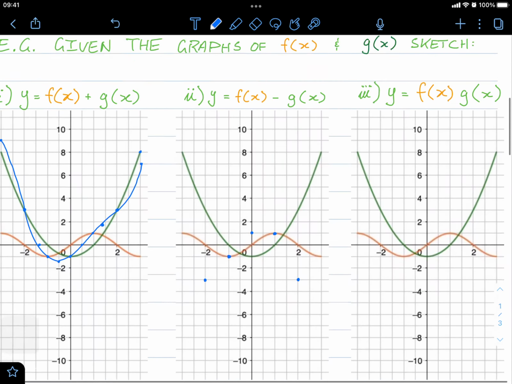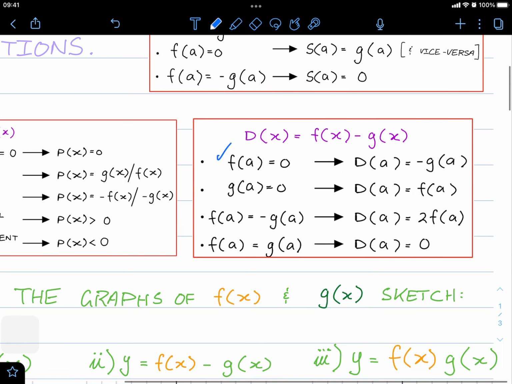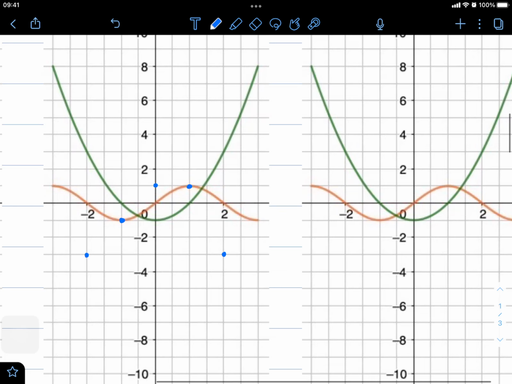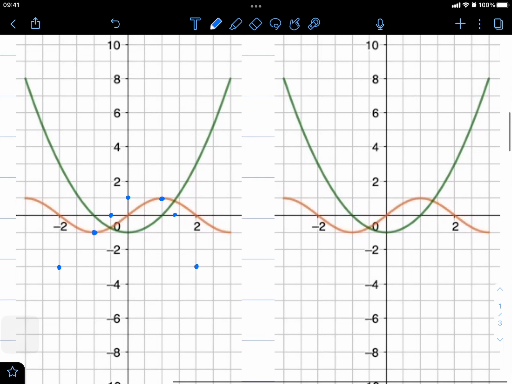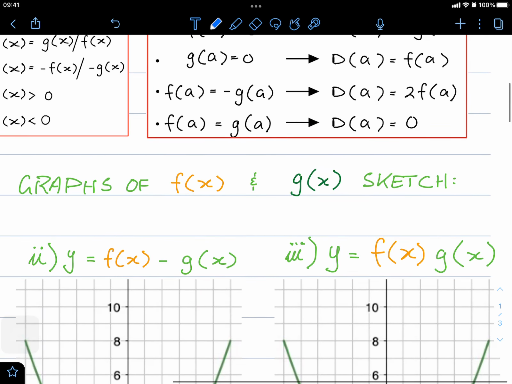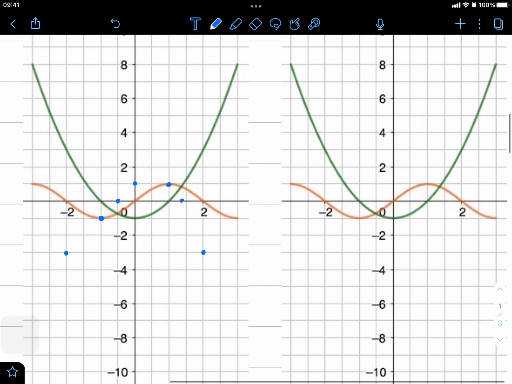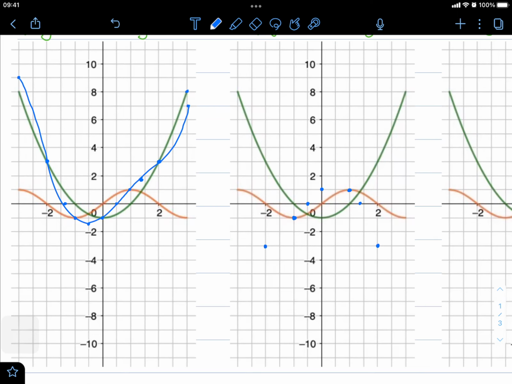Okay, let's keep going. We're finished with this one. When they are equal, we get points of intersection. Okay, let's find the points where they're equal. Here, so it goes through the x-axis here. They're equal here as well, so that's going to be the x-axis. And lastly, when f is equal to -g, we double the value of f. Okay, so we found those earlier here.